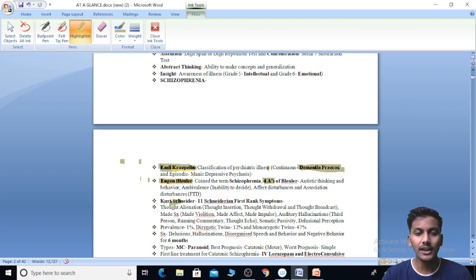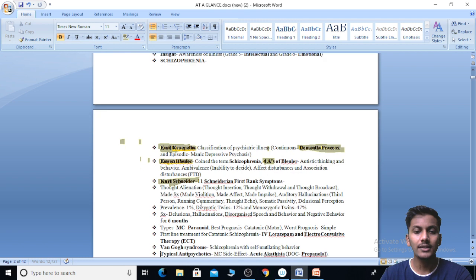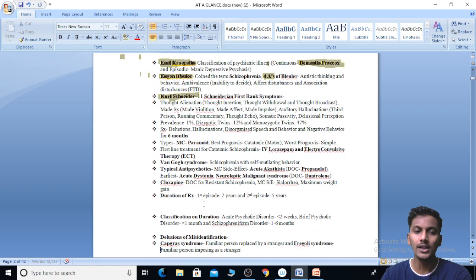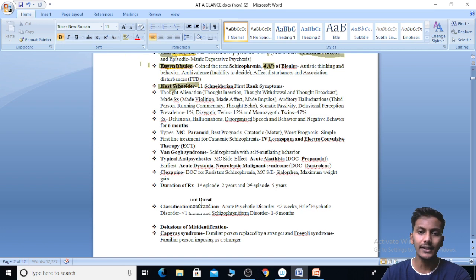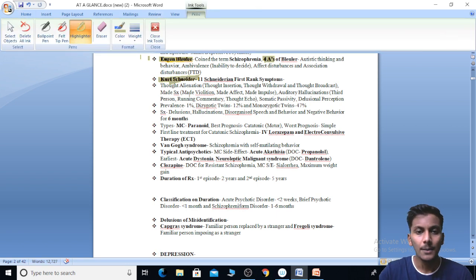Then Kurt Schneider gave the 11 Schneiderian first rank symptoms. Out of which three were thought alienation symptoms, three were made symptoms, three were auditory hallucinations, and the last two were somatic passivity and delusional perception. We have discussed it in detail, right? Please remember, the prevalence of schizophrenia in the general population is how much? It is only 1%. But in cases of monozygotic twins, it is how much? 47%. Remember, it is important. Schizophrenia is diagnosed with these five symptoms, okay?